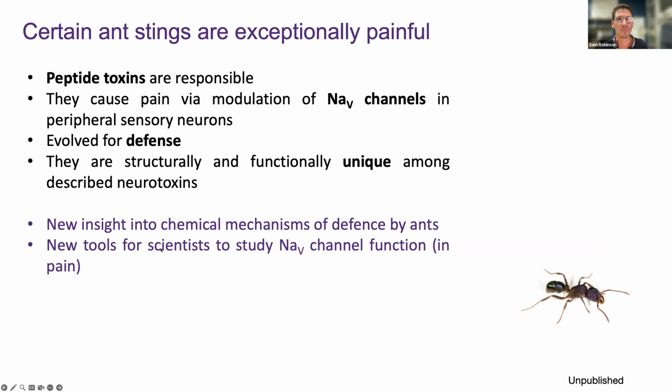I've shown that, or others have also observed, that certain ant stings are exceptionally painful. I've shown that peptide toxins are responsible, and that these cause pain via modulation of voltage-gated sodium channels in peripheral sensory neurons. And I've shown that these probably evolved as specific defensive agents.